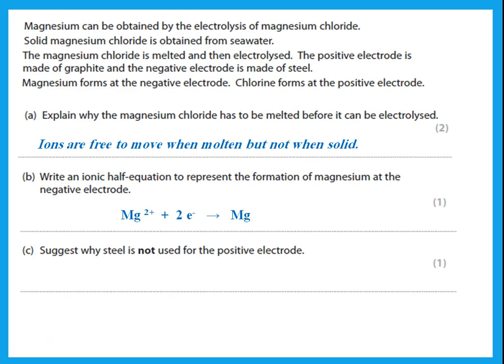Now, why steel is not used for the positive electrode. Why wouldn't it be a good idea to put steel, which is a metal? I will tell you that steel is actually iron plus carbon. That is what we call steel. So it's a metal. So why don't we use it as a positive electrode? Because if I put it as a positive electrode and chlorine is formed at the positive electrode, then the iron will react with the chlorine. We don't want reactions to happen.